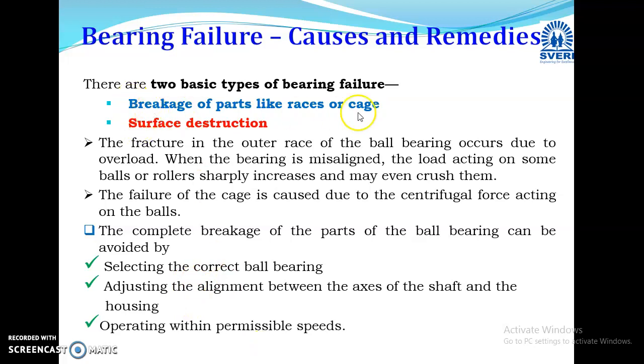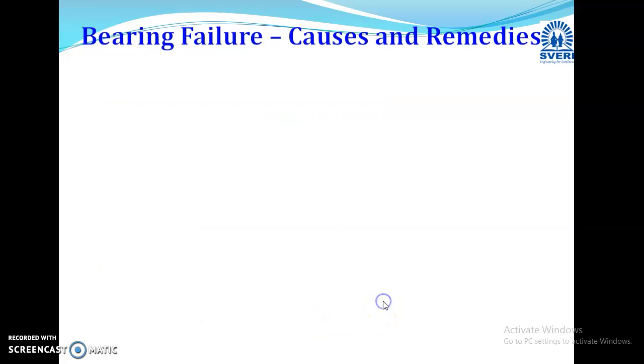Complete breakage of parts of the ball bearing can be avoided by selecting the correct ball bearing, adjusting the alignment between the axis, shaft and housing, and operating within permissible speeds. So friends, this first type of bearing failure occurs very rarely. Generally in most cases you will observe surface destruction. So to avoid bearing failure due to breakage, we have to select the correct type of ball bearing, adjust the alignment and operate within permissible speeds. Now let us discuss the different types of surface destruction. There are 4 main categories: abrasive wear, corrosive wear, pitting and scoring. Let us discuss one by one.